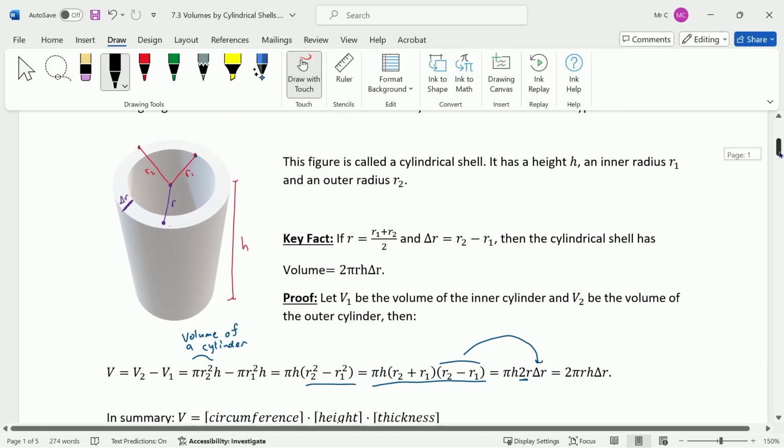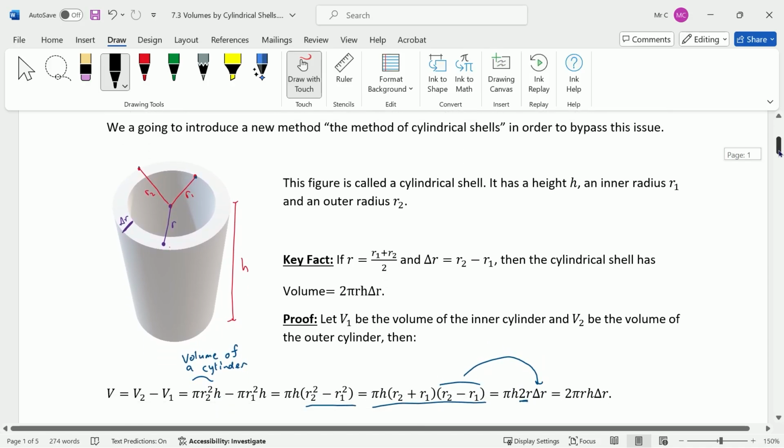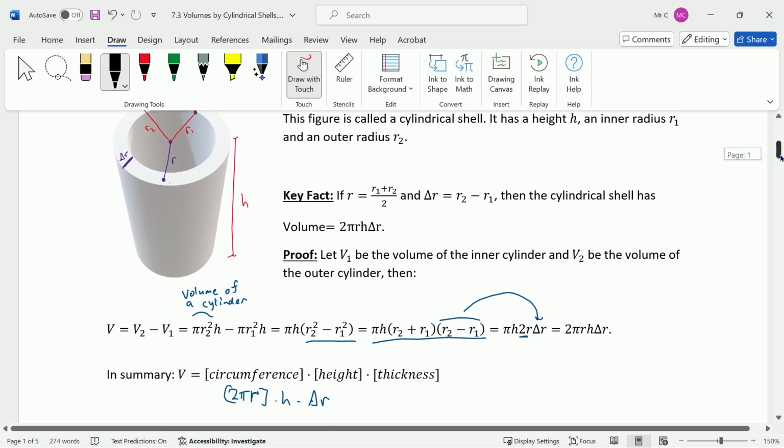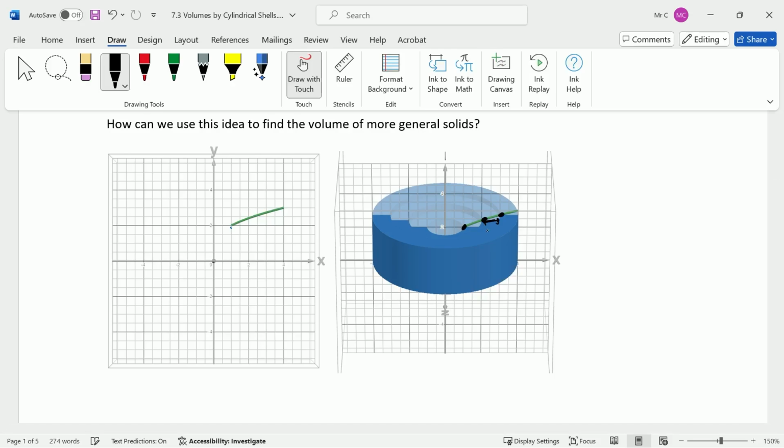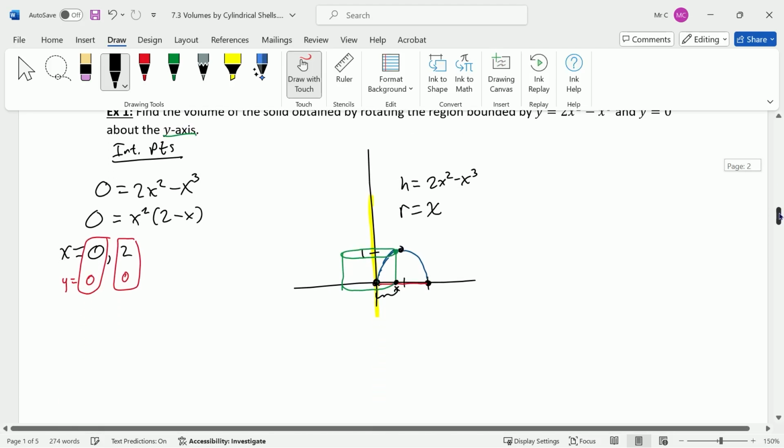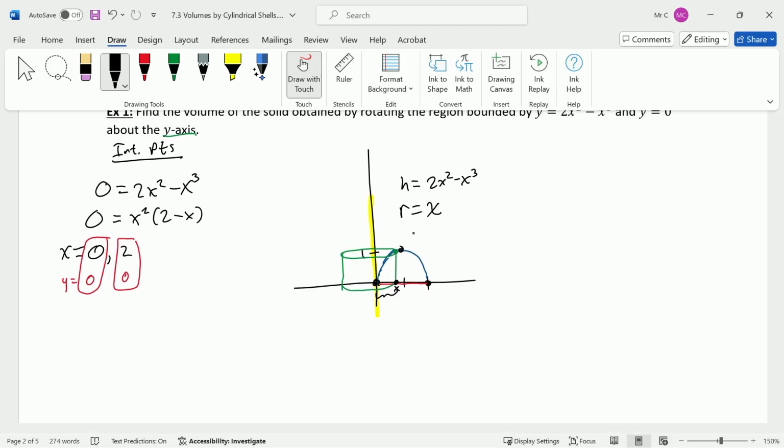So we're asking what axis does our delta r, the thickness of our shell, get measured on? So if we look at this picture, when we've rotated about the y-axis, the thickness of each of these shells lines up with the x-axis. So dx there. And now that we have that, we can set up our volume formula.